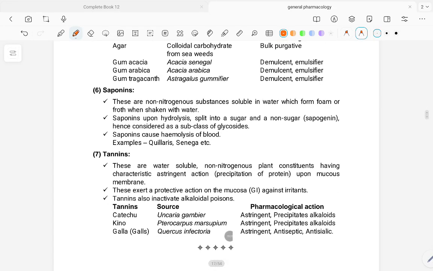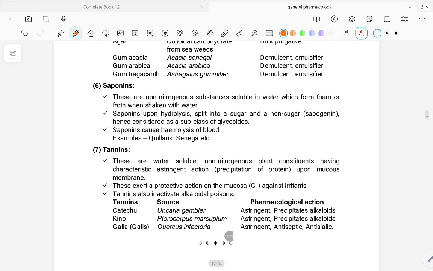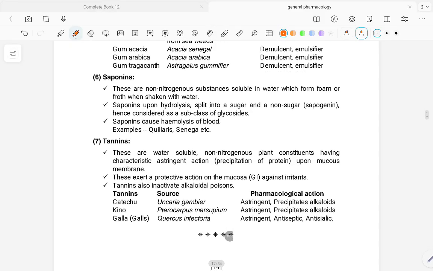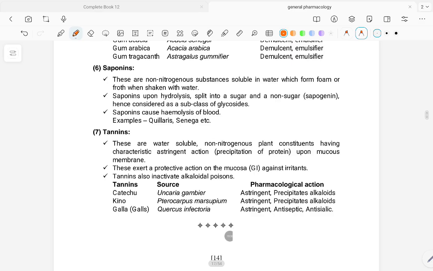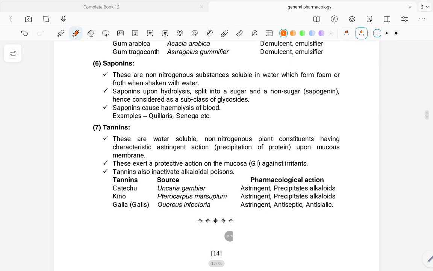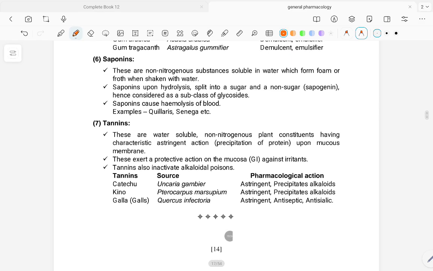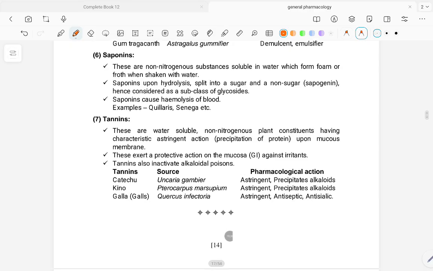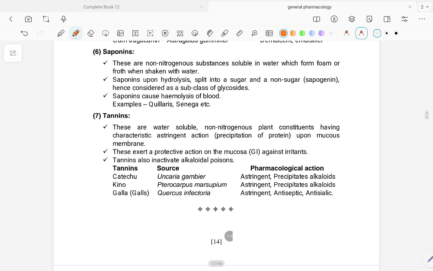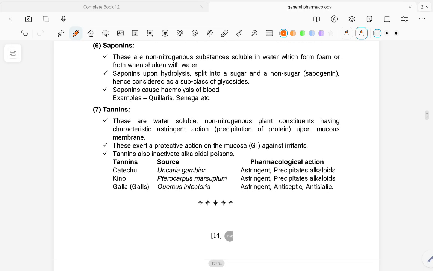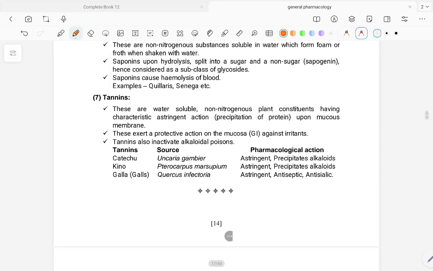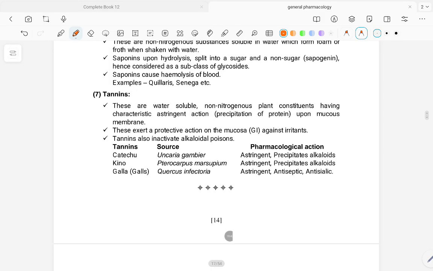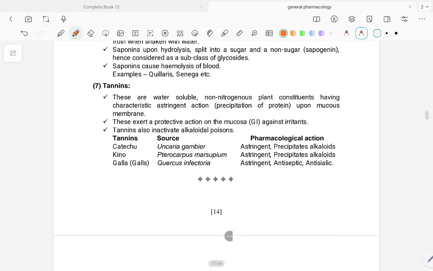Saponins. These are non-nitrogenous substances soluble in water which form foam or froth when shaken with water. Saponins upon hydrolysis split into a sugar and a non-sugar part, hence are considered a subclass of glycosides. Saponins cause hemolysis of blood. Example: Quillaja, Senega, etc.